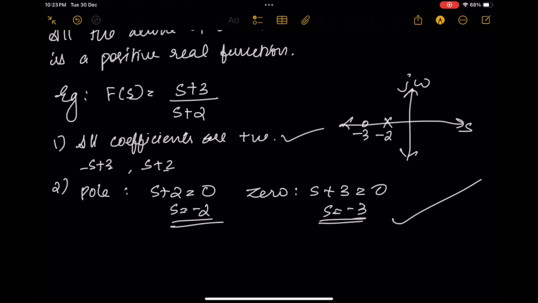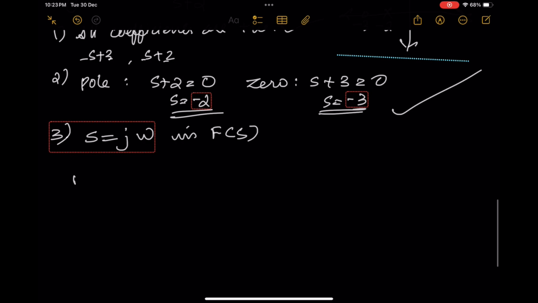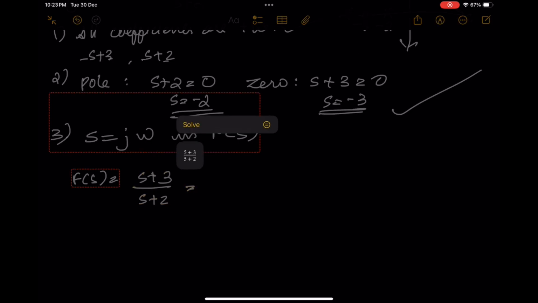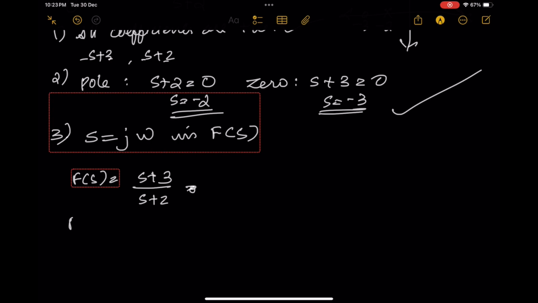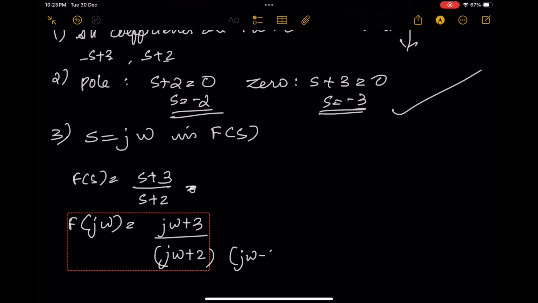Next, we'll move on to our third condition, that is we'll put s equal to j omega in f of s. Our f of s is s plus 3 by s plus 2, and I am doing f of j omega, that is s equal to j omega. So it will be j omega plus 3 by j omega plus 2. I'm taking the complex conjugate of j omega plus 2 and multiplying it with this term.